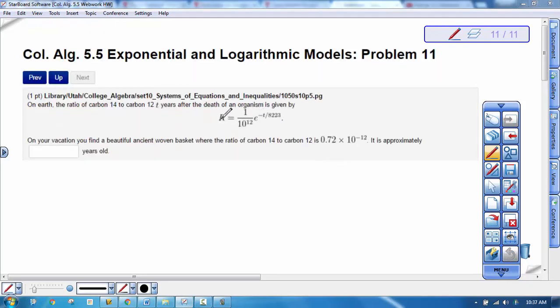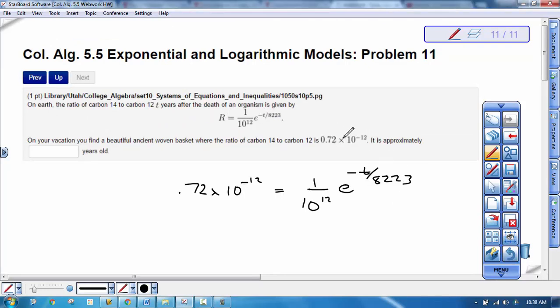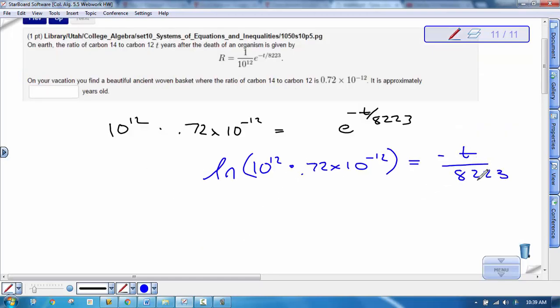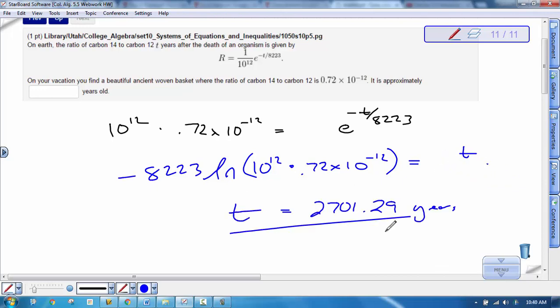Alright, the last problem gives us this, which is the ratio of carbon-14 to carbon-12 t years after an organism dies. So if we have the ratio, we can plug that in and solve for t, or how long it's been dead for. I'm going to multiply both sides by 10 to the 12th, gets rid of this. Now I'm going to change it into log form by doing natural log base e of this, and then multiply both sides by 8,223 and the -1. That gets t by itself, which gives you about 2,701 years.